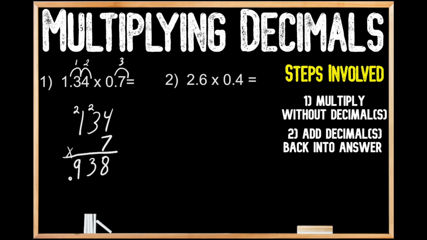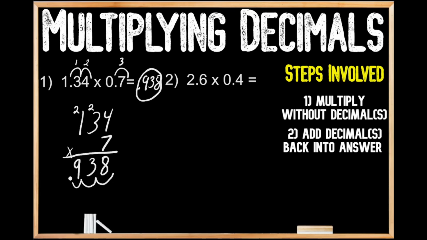So we're going to place our decimal to the far left, because now we have 3 digits to the right of our decimal place. So when we multiply 1 and 34 hundredths times 7 tenths, we get 938 thousandths. Now we can move on to question number 2, where we're being asked to multiply the decimal 2 and 6 tenths times 4 tenths.